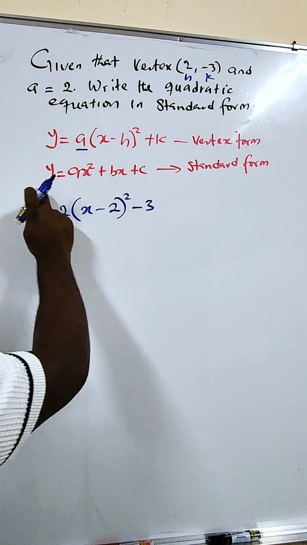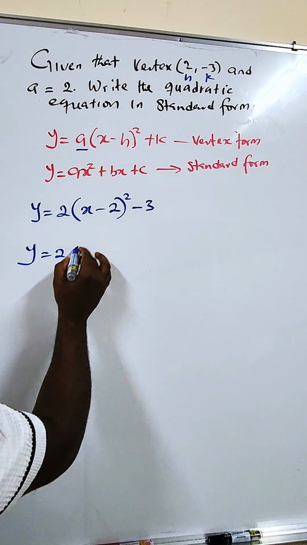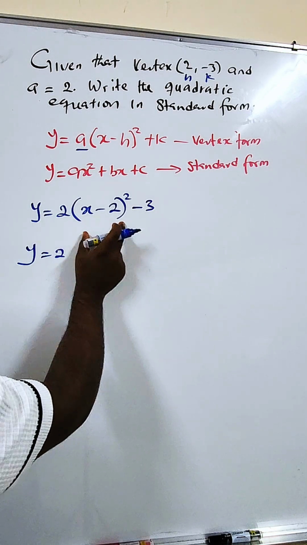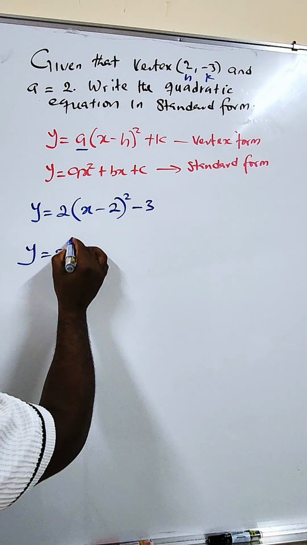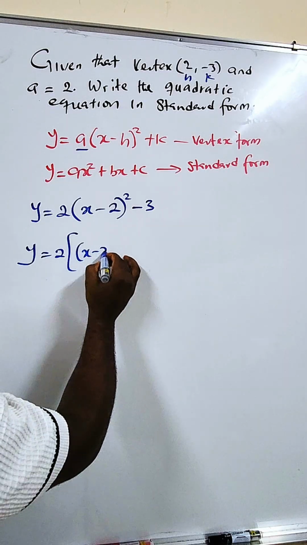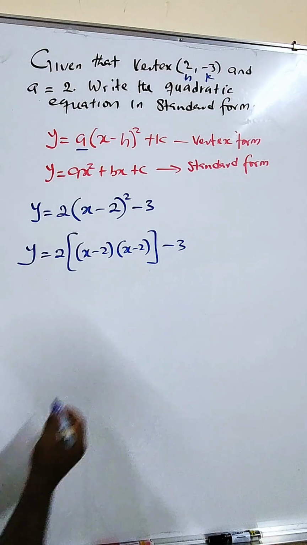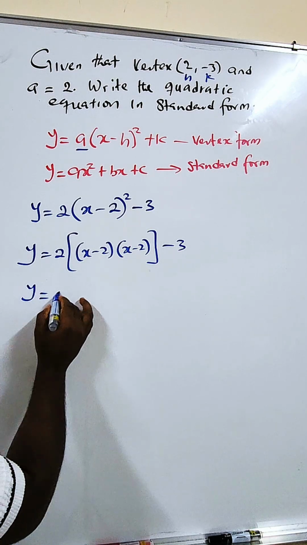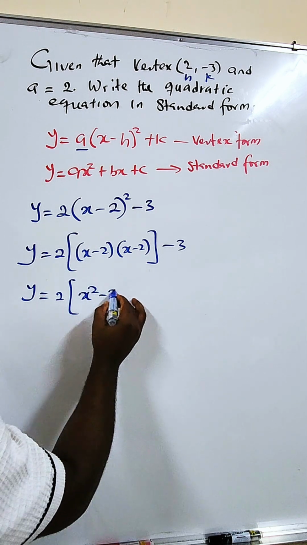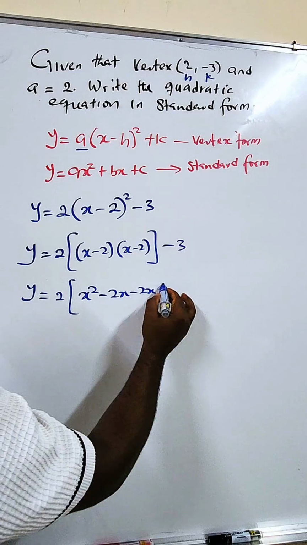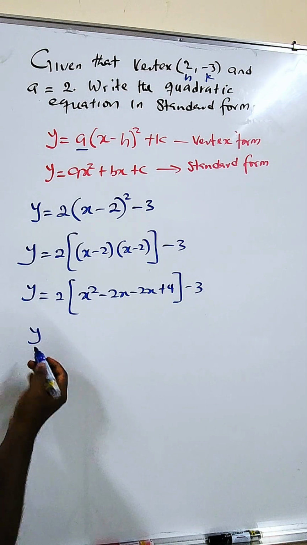So how do we now convert it to the standard form? You say y equals 2, then of course we have to expand this binomial. I can just do that by saying (x minus 2) multiplied by (x minus 2), then minus 3. So now y equals 2, and if you expand this it will give you x squared minus 2x minus 2x, then plus 4, right? Then minus 3.